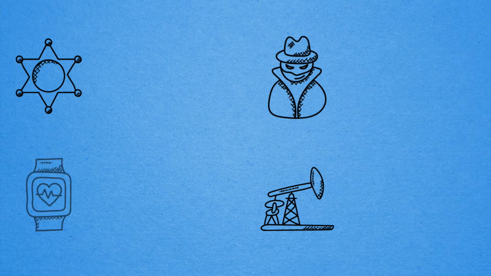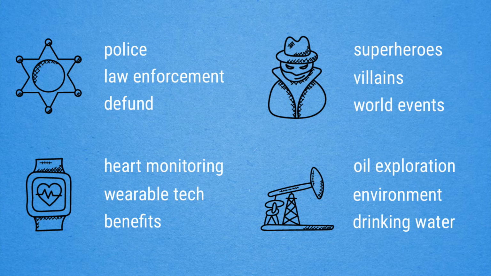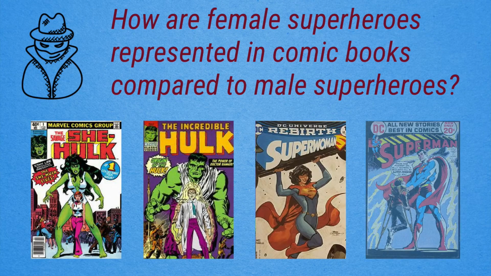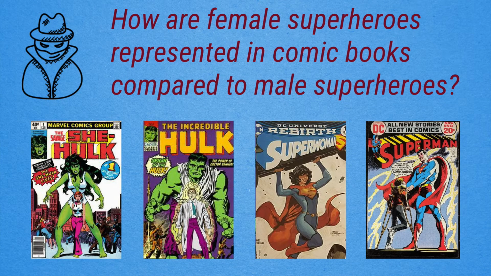Once you've identified your research topic and research question, you need to determine keywords to search with. We start with an example research question like, how are female superheroes represented in comic books compared to male superheroes? From our research question, we pull out the keywords: female, male, superhero, comic books, represented. Then we list out some synonyms for each.